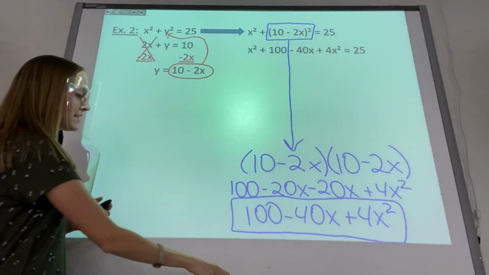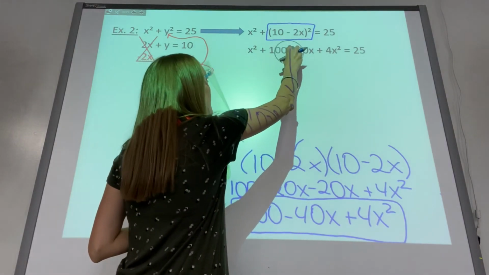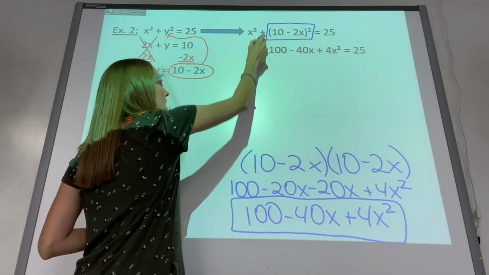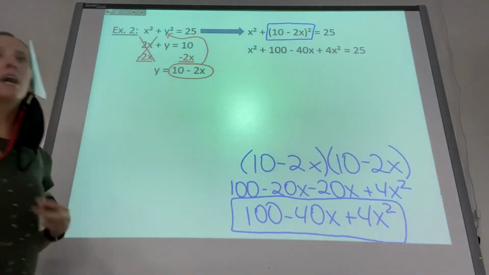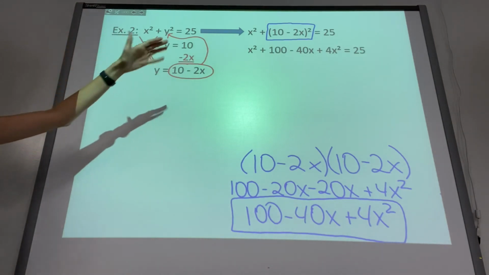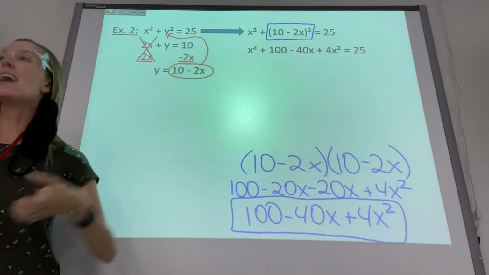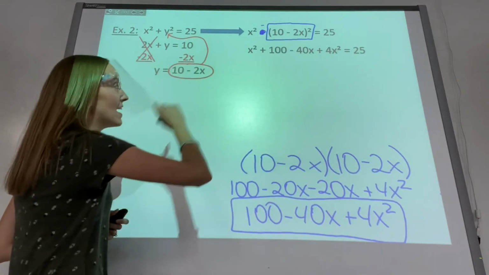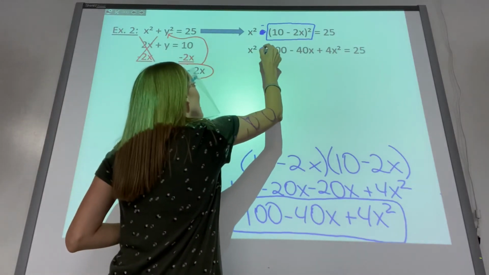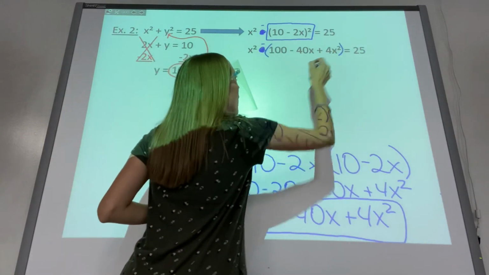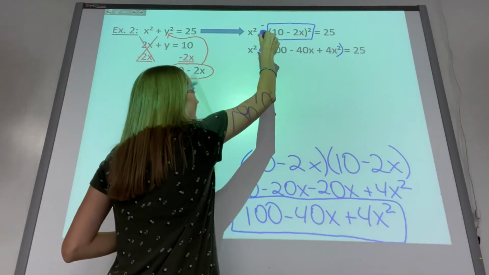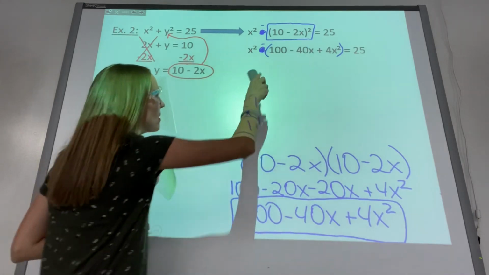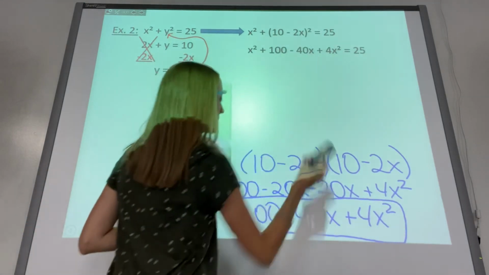Now, the nice part about this problem is that there's just a plus sign before it. So when I plug it in, I didn't even put parentheses around it. I just wrote it as it was. If this had been a minus sign right there, then I'm going to have to put that quantity in parentheses and then distribute the minus. But like I said, this one's nice because it's just a plus.